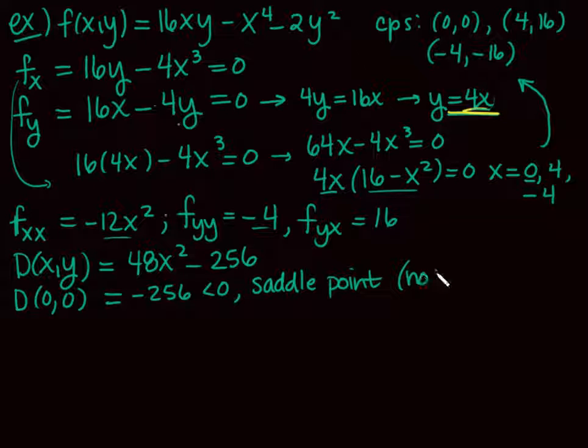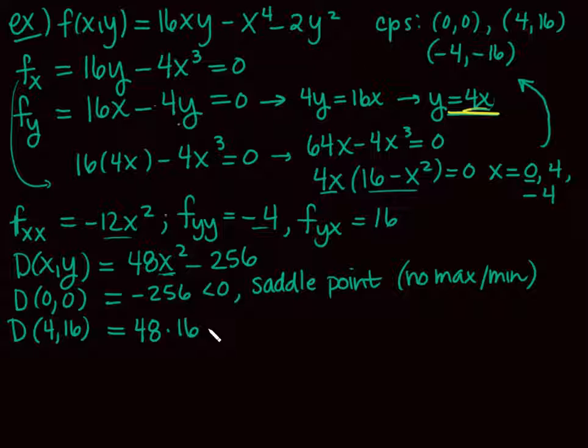So no max or min. Okay, if I evaluate this function at 4, 16, let's see what we get here. Well, all that matters is this x right here. So 4 squared is 16 minus 256. And I think you get something like 512 maybe. Let me check really quick. Yeah, 512. Okay, so that's greater than 0, so that tells us to keep going.